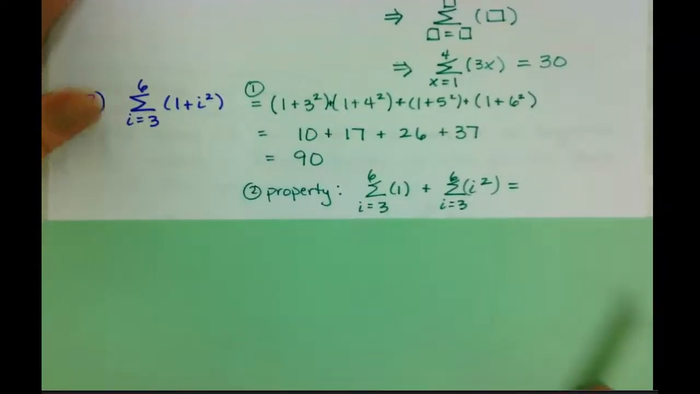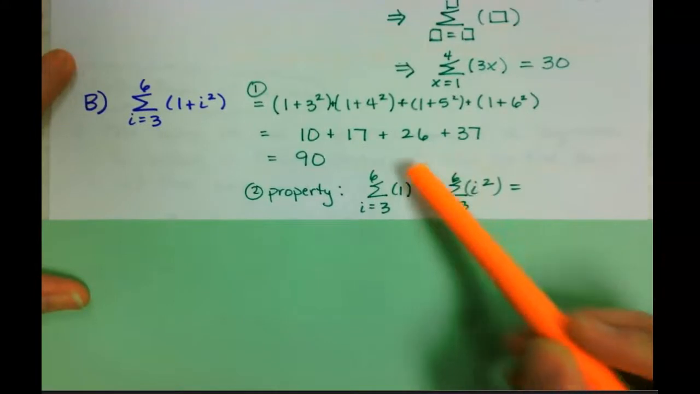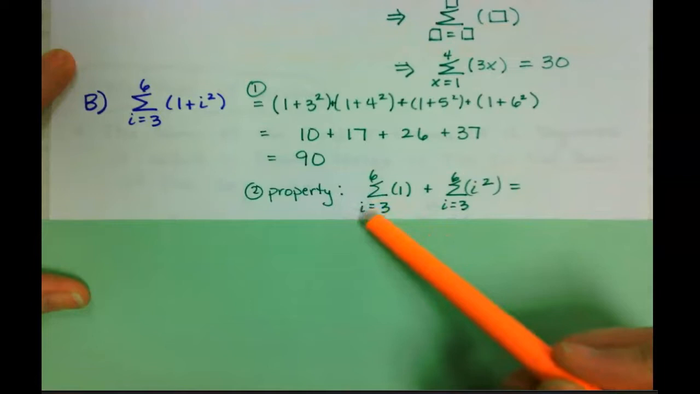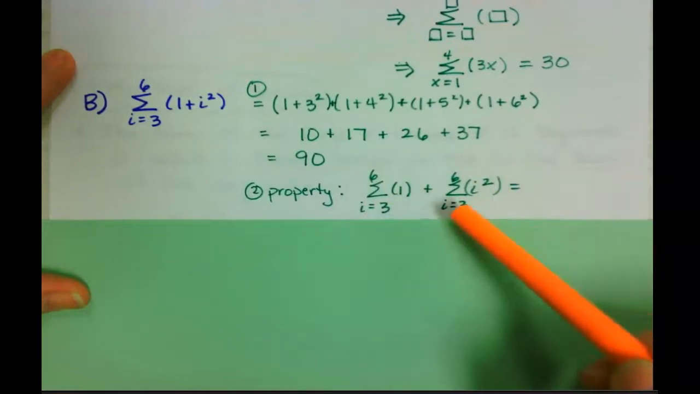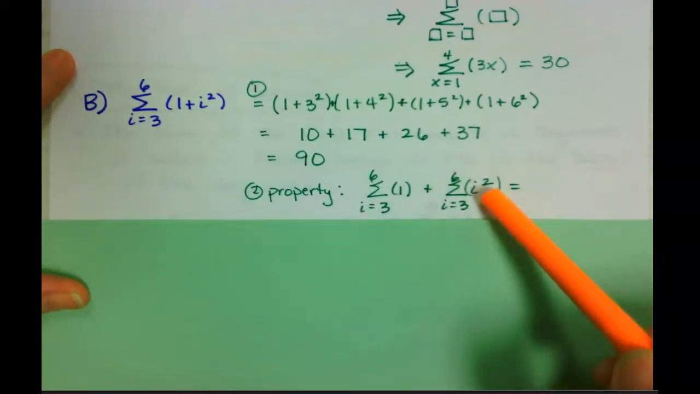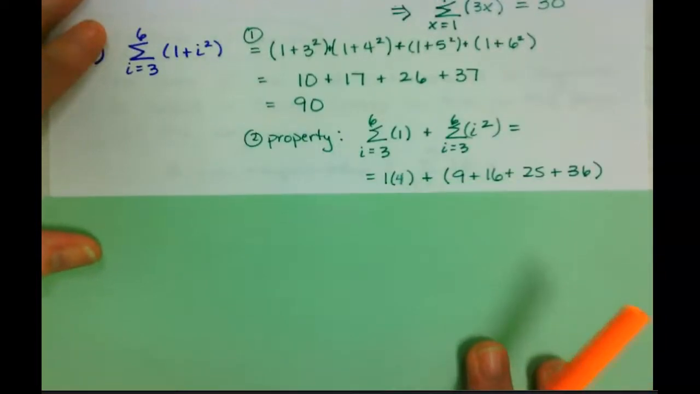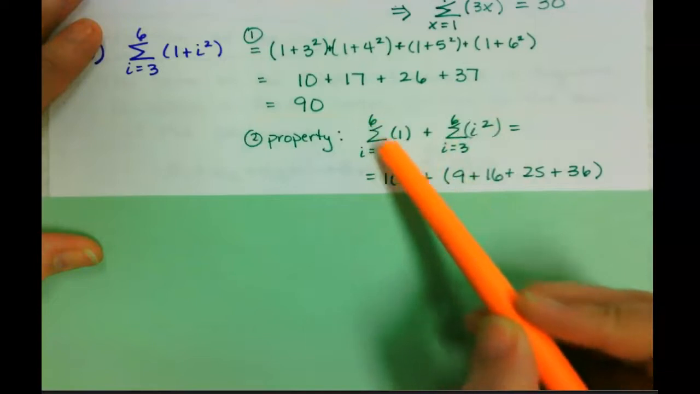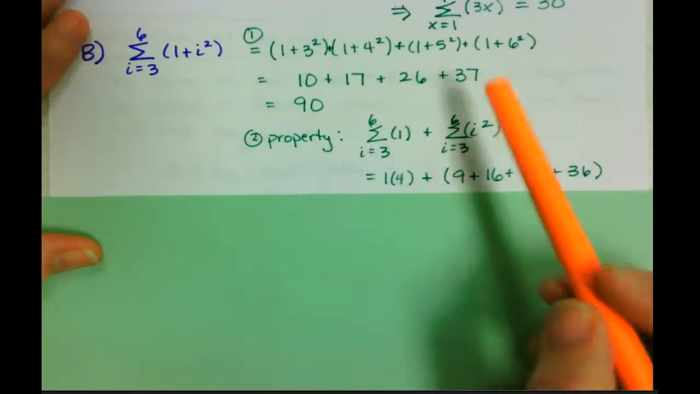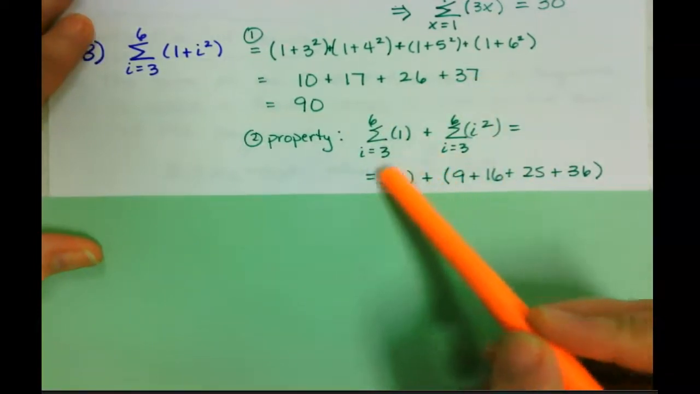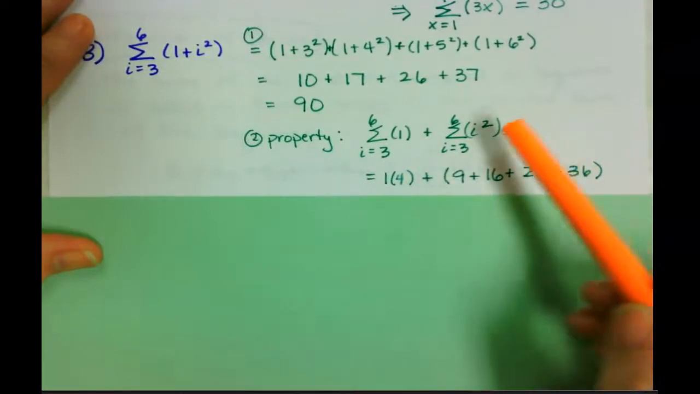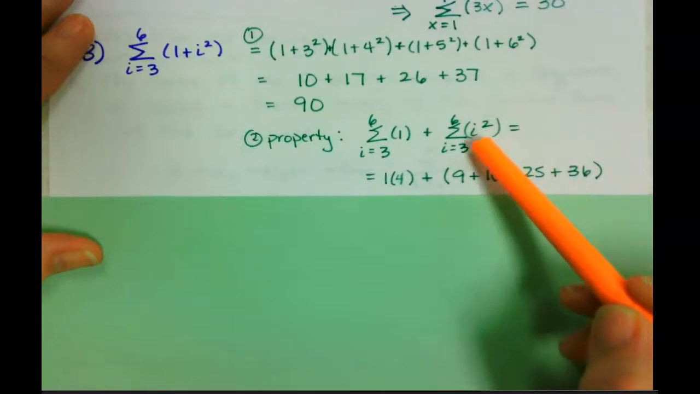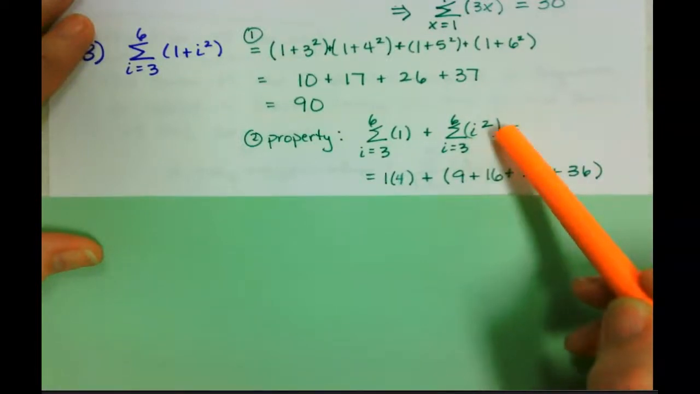If I use the property, this would be my A sequence and this would be my B sequence. So I would go from 3 to 6 of 1 and I would go from 3 to 6 of I squared, and then I would add those results together at the end. When I do 3 to 6, that's 4 numbers between 3 and 6, ending at 6. And so I would do 1 times 4, using actually the constant property. And then I would do 3 squared is 9, 4 squared is 16, 5 squared is 25, 6 squared is 36.